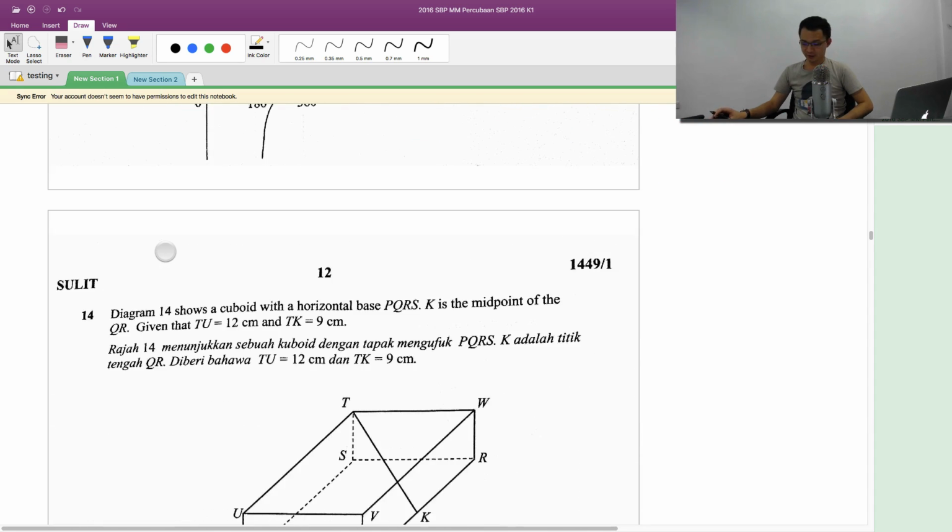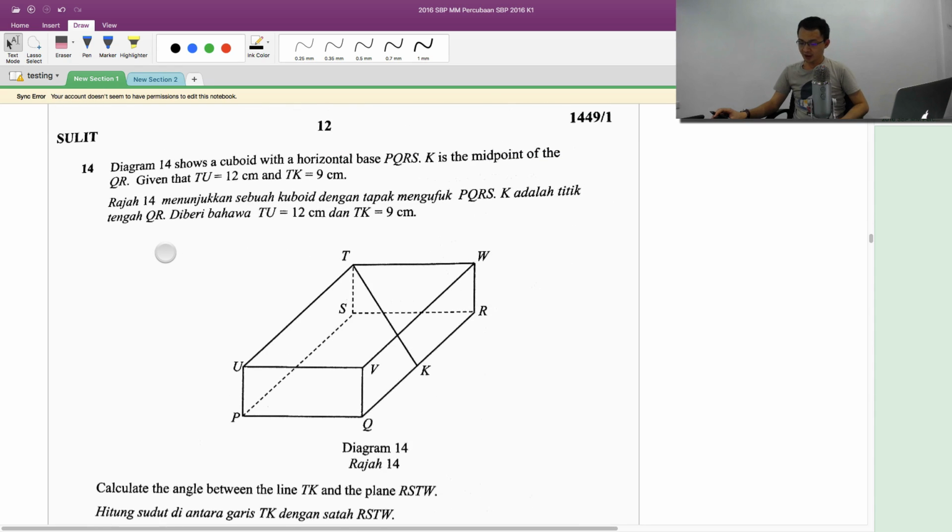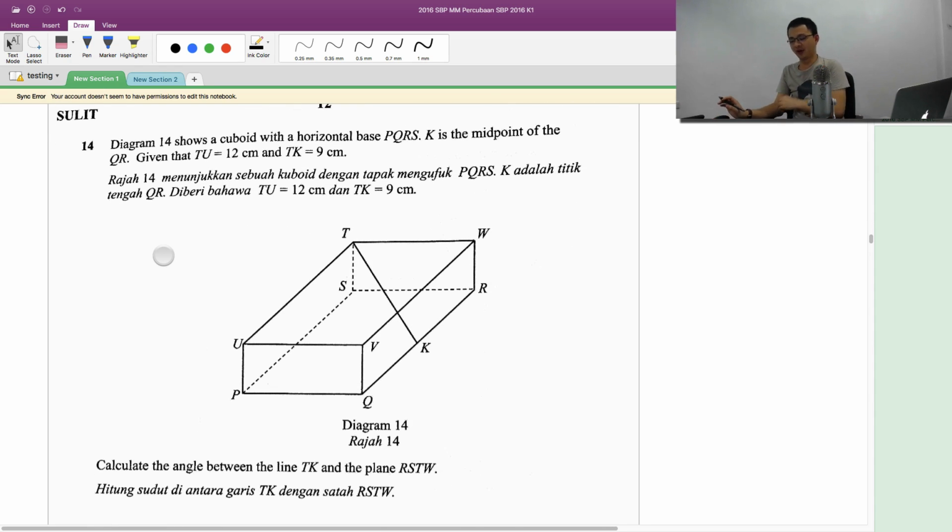Okay, question 14. Diagram 14 shows a cuboid with a horizontal base PQRS, and K is the midpoint of QR, so both of these are the same length. T to U is 12 centimeter, and T to K is 9 centimeter. Since this is the midpoint, here it will be 6 centimeter and 6 centimeter. Calculate the angle between TK, the line crossing over here, and the plane RSTW. RSTW should be this one.